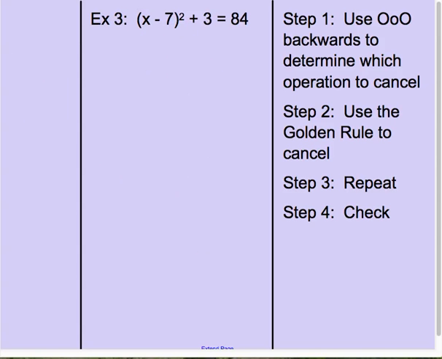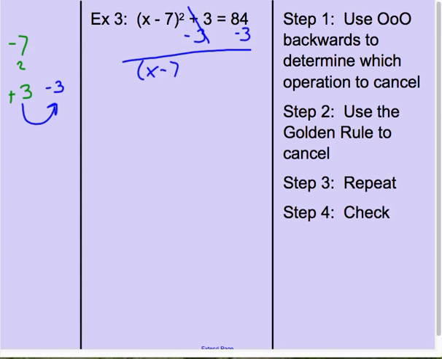If I knew what x was, I would first subtract 7, because it's in the parentheses, grouping symbols. Then I would square it, and then I would add 3. So we're going to follow these processes backwards and undo them. What's the opposite of adding 3? Subtracting 3. Why am I subtracting 3? To cancel my plus 3.